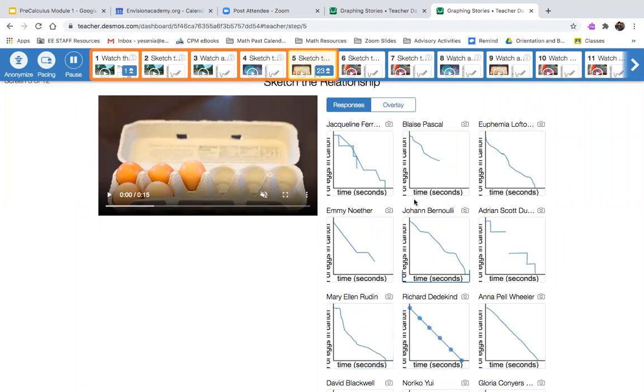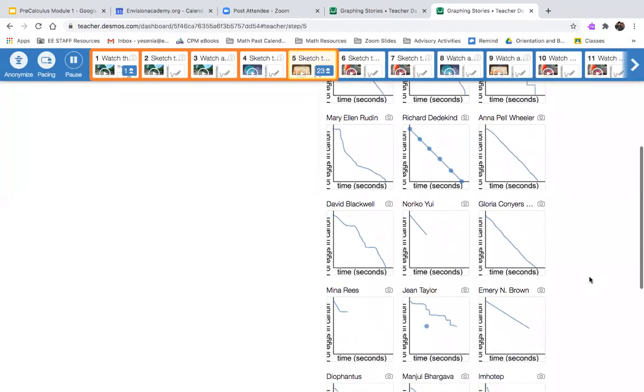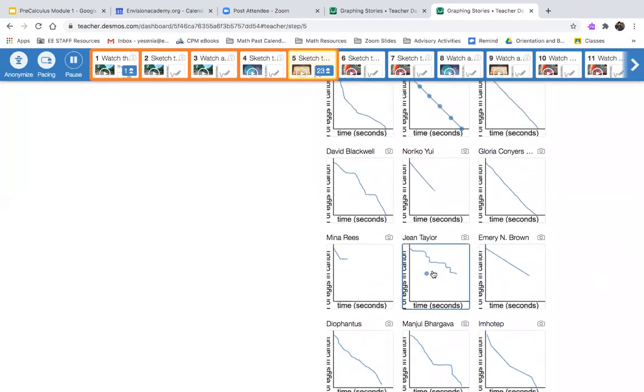Then I noticed there's some interesting ones that almost look like stairs, like this first one here, Jacqueline, and then Adrian, like a stair looking type of scenario happening. I go down, I see some more linears. I see a little bit of that stair thing going on. Okay.